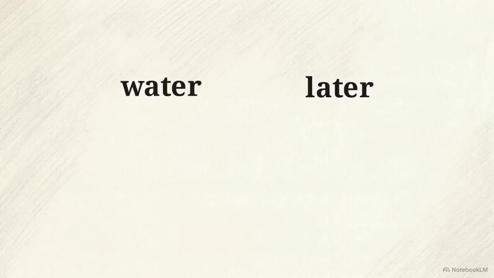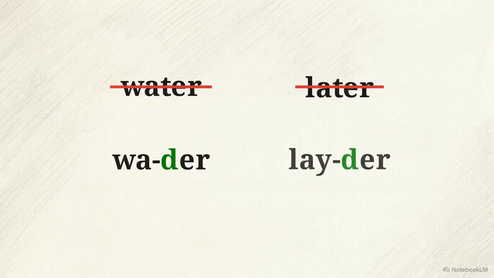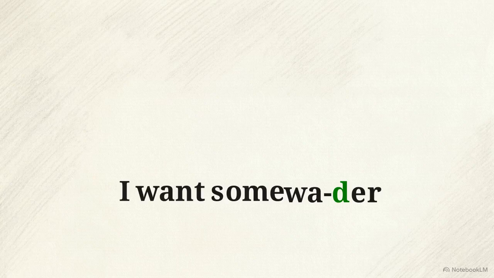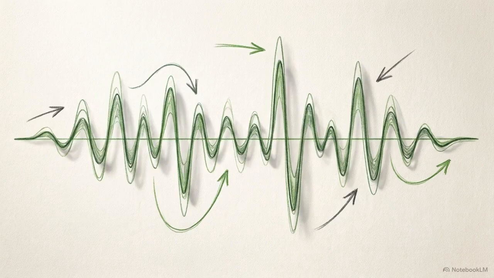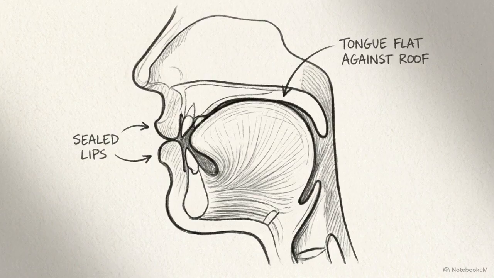This diagram shows the shift from the rigid spelling to the American sound. We move from water to water, and later to later. Practice that light tongue tap by reading this sentence. I want some water. Mastering the flap T removes the robotic stops in your speech, creating a more fluid connection between your words. The third variation is the held T.